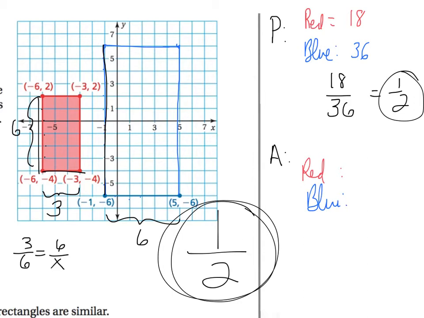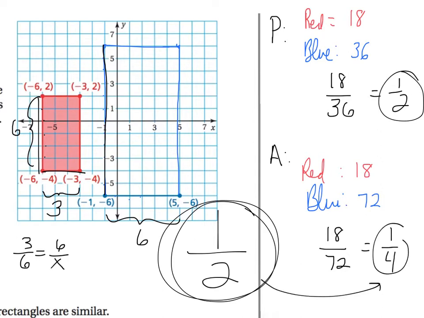What about the red area? Well, the red area is going to be 18 square units. Blue is going to be what? Well, 6 times 12, 72 square units. The ratio here, 18 divided by 72, simplifies into what fraction? It's 1/4. So how do you get here? Look what I do. I square it. If I take 1/2 times 1/2, you get 1/4. That's why it's area. You square it.